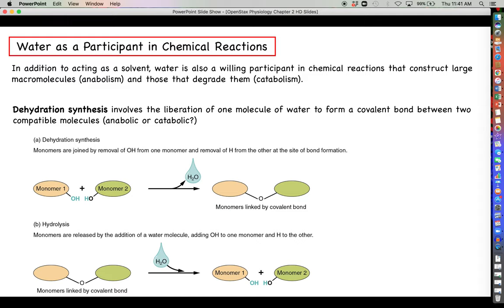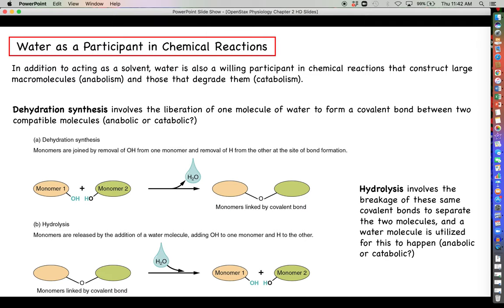So in this case, there are two major types of chemical reactions involving water that you need to be aware of. The first is called dehydration synthesis. That is what you're looking at right here. This is going to involve the liberation of one molecule of water so that we can form a covalent bond between two compatible molecules, what we call monomers. If you compare these two monomers to one another, you can see they have these little groups out here, and you can actually see an element of water here, HHO, H2O. So if during the course of this enzyme-catalyzed reaction we liberate a water molecule, we actually join these two monomers together so that now instead of having two very simple molecules, we have one more complex molecule. So don't forget that is an example of an anabolic reaction.